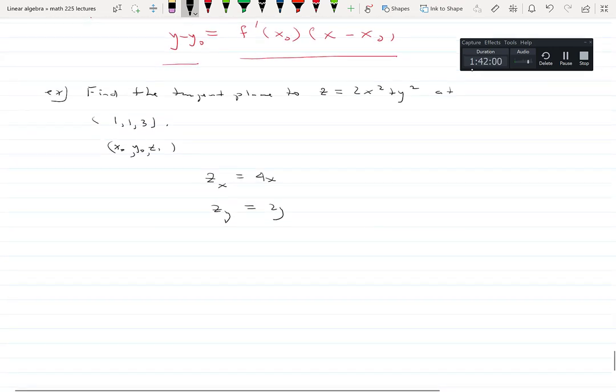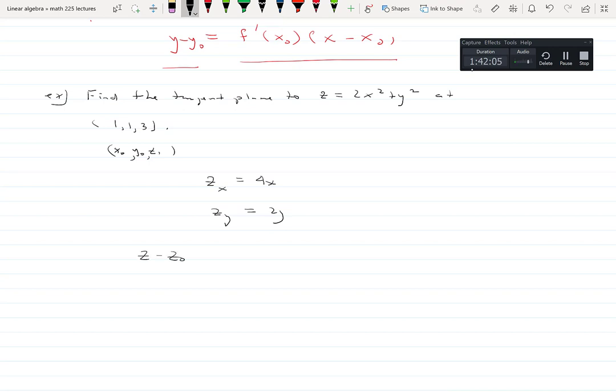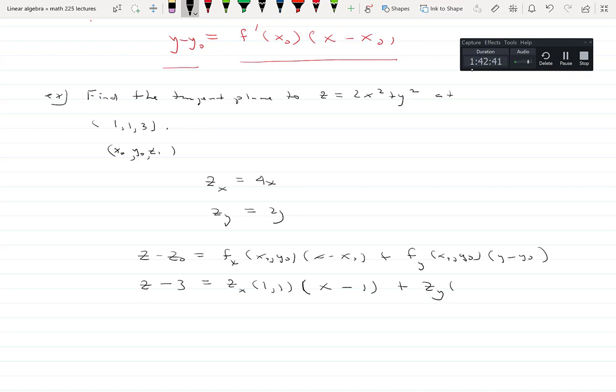2y. So the tangent plane is z minus z naught equals f sub x, the partial with respect to x, at x naught, y naught, times x minus x naught, plus the partial with respect to y at x naught, y naught, times y minus y naught. So it's z minus 3 equals the partial derivative with respect to x at 1, 1, times x minus 1, plus the partial derivative with respect to y at 1, 1, times y minus 1. Partial z partial x is 4x, times x minus 1. Partial with respect to y of z is 2y, so 2 times 1 times y minus 1. And that finishes it off.